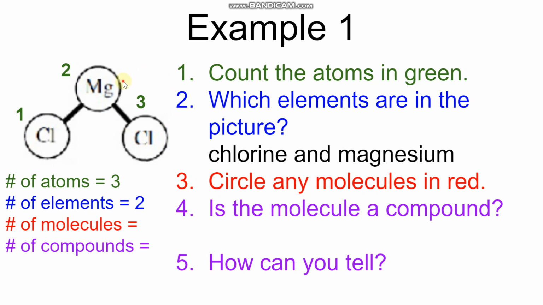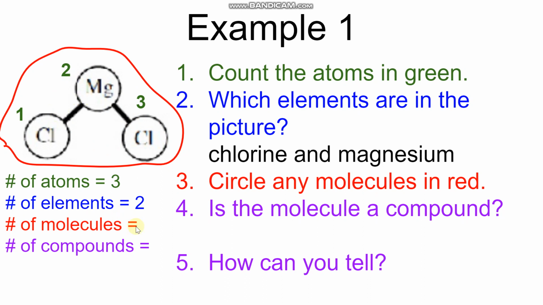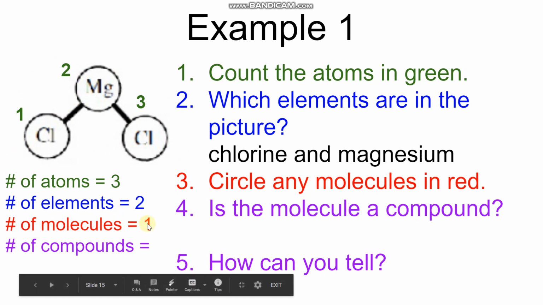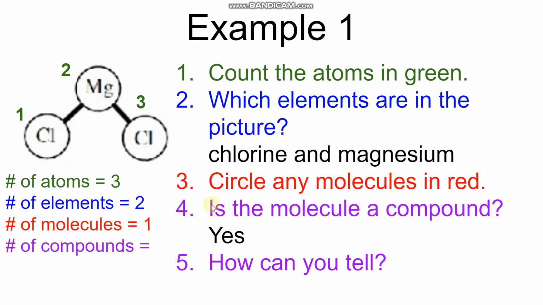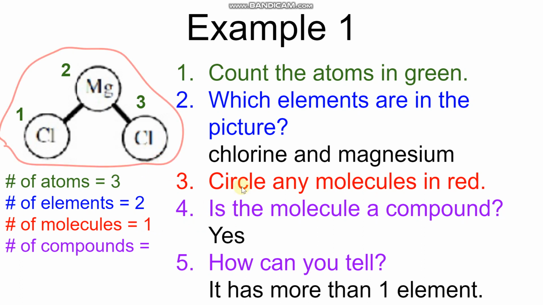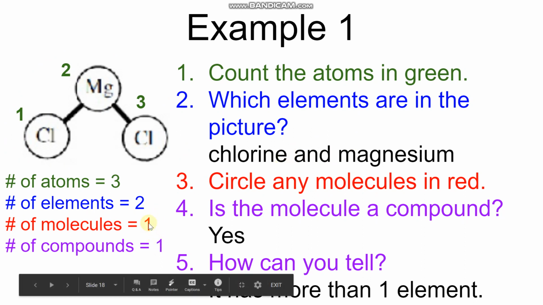Circle any molecules in red. So we're going to circle this molecule. And so there's only one thing that's circled. So that means there's only one molecule. Is the molecule a compound? We're going to say, yes, that is a compound. How can we tell? It has more than one element, right? So it's got chlorine and magnesium because those are different elements. That means that this molecule is a compound. If it only had one kind of element, then it would just be a molecule, not a compound. And so it has one molecule. The picture has one molecule and one compound.